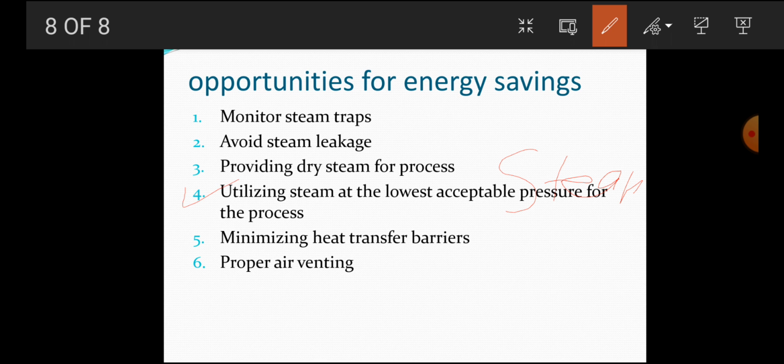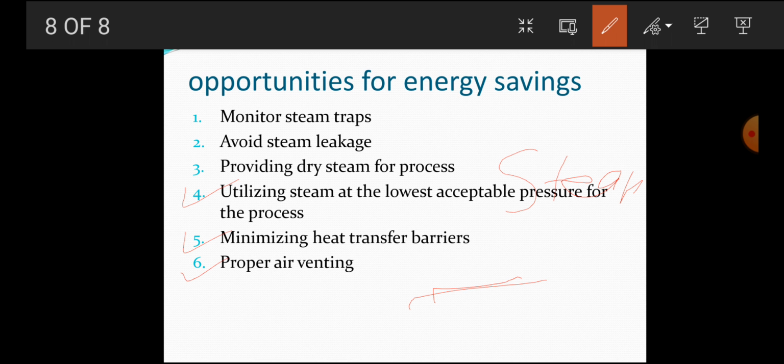Then minimizing heat transfer barriers. The metal wall may not be the only barrier in the heat transfer process. There is likely to be a film of air, condensate and scale on the steam side. On the product side, there may also be a baked on product or scale or a film. So regular cleaning of the surfaces on the steam side may also increase the rate of heat transfer by reducing the thickness of any layer of scale. However, this may not always be possible.